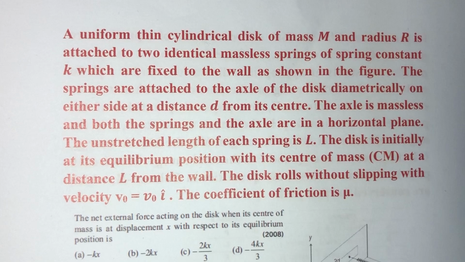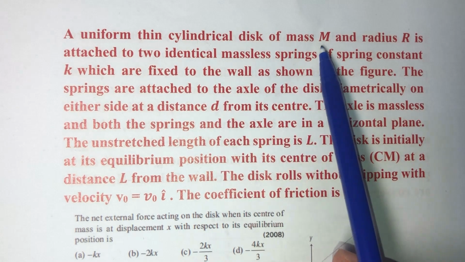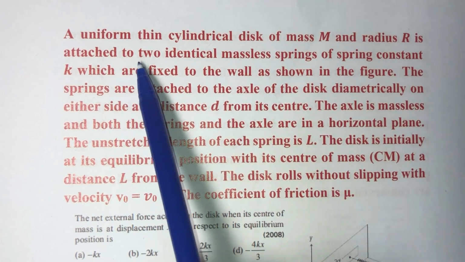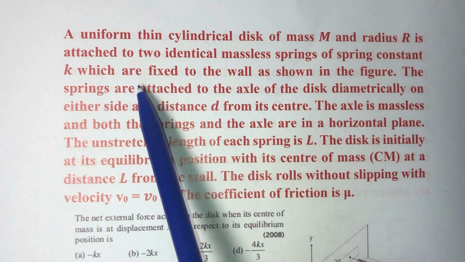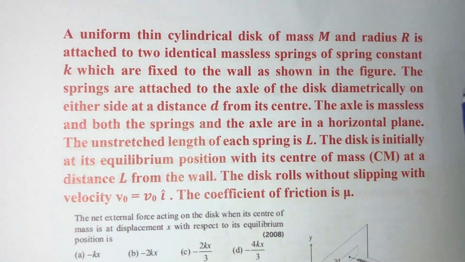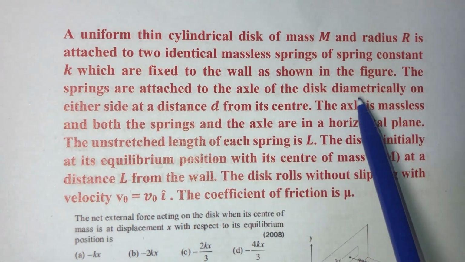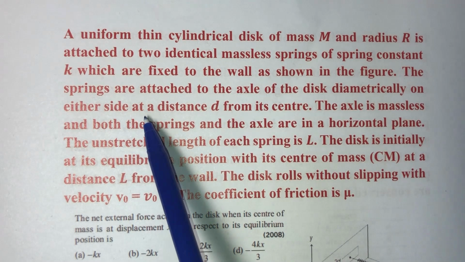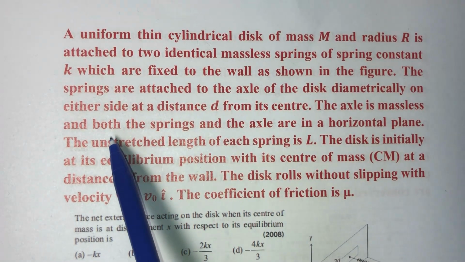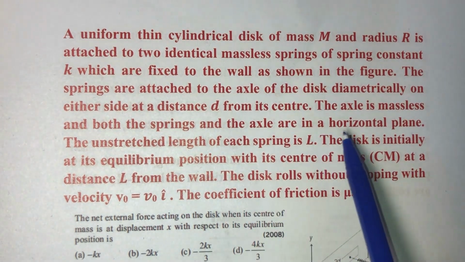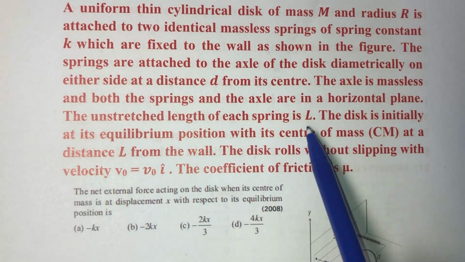Hello friends, in today's question, a uniform thin cylinder disc of mass m and radius r is attached to two identical massless springs of spring constant k, which are fixed to the wall as shown in the figure. The springs are attached to the axle of the disc diametrically on either side at a distance d from its center. The axle is massless and both springs and the axle are in horizontal plane. The unstretched length of the spring is L.